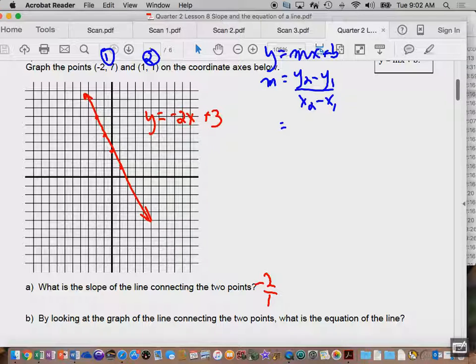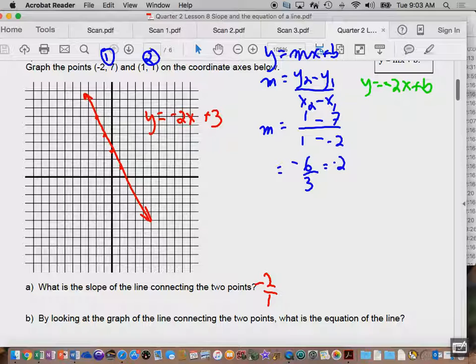Now, the slope is going to be, the y from the second is 1 minus the y from the first, 7. The x from the second, 1, -2 there, which is going to be -6 over 3, which is -2. What do I now do with the slope now that I know it? Everybody, put it in. Good. Okay, so, next step. Y equals -2x plus b.